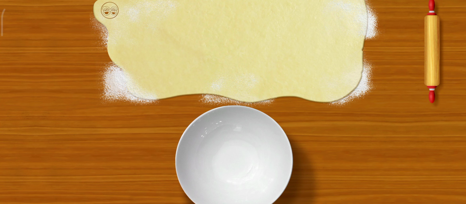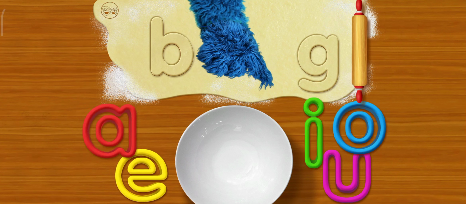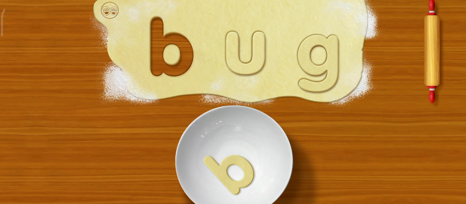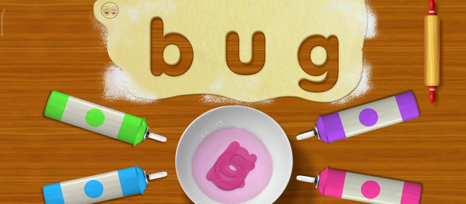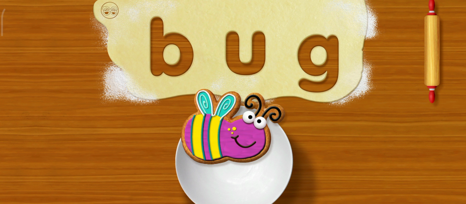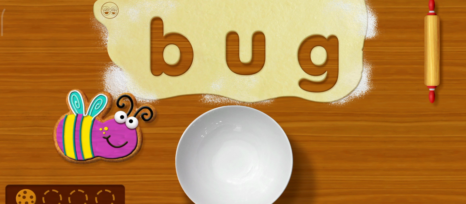Okay, how about this? B. G. Your turn. Bug. That's it. It's working. It's beautiful. It cookie that look like bug.